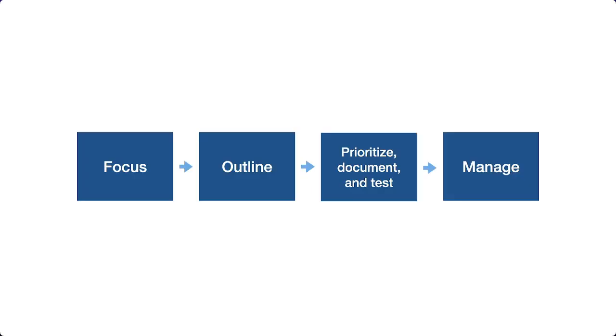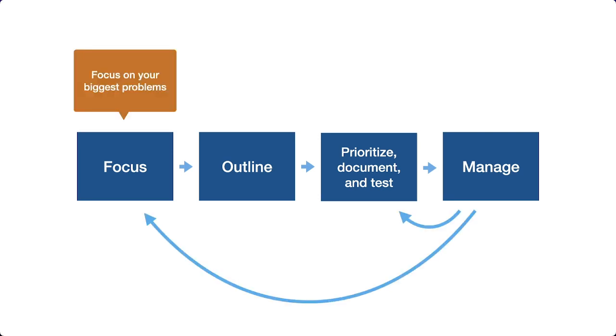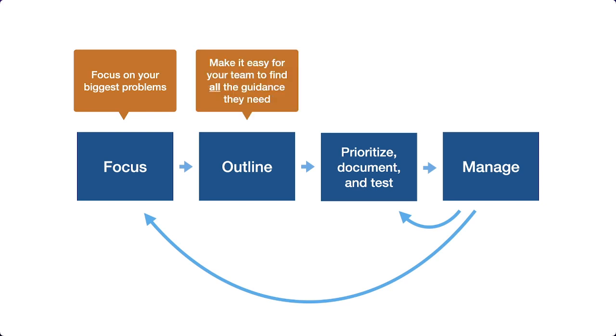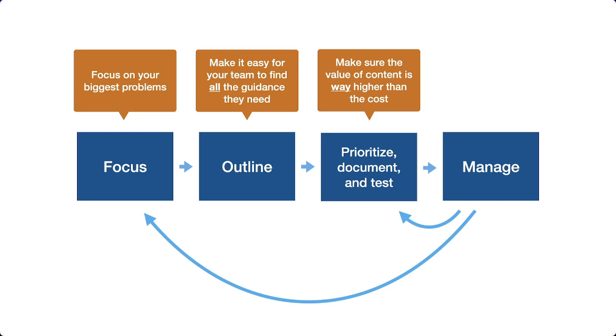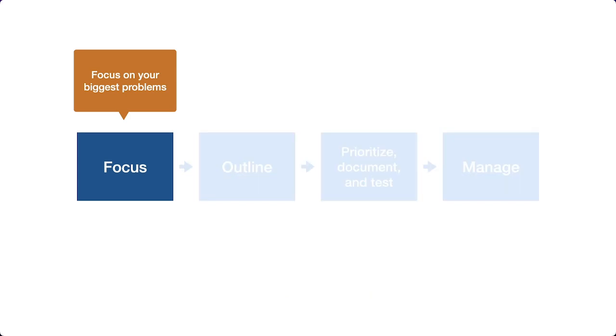At AirManual, we use a four-stage approach that solves the problems that hold back other approaches. We focus on your biggest problems, we make it easy for your team to find all the guidance that they need, we make sure the value of content is way higher than the cost, and we make sure that guidance is used and maintained. We start by getting clear on the problem that you want to prioritize and which role to focus on to solve this.